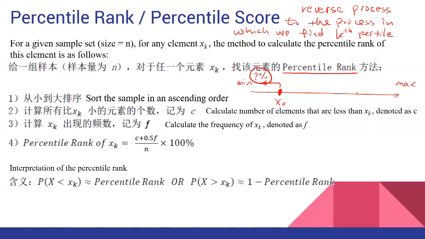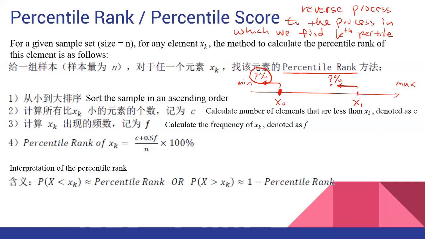Okay, for example, if we have an x1 here, the percentage on the left-hand side of x1 is called the percentile rank or percentile score of x1. So let's make a summary of how to calculate the percentile rank of a given element. For a given sample set with size n, for any element xk, the method to calculate the percentile rank of this element is as follows.